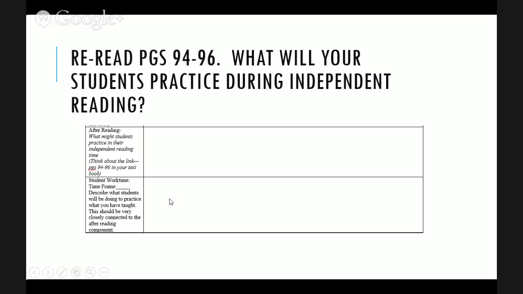Another important and helpful thing to include in this section is what you will be doing as their teacher. Will you be meeting with small groups, or will you be conferring? In this case, probably you'll be conferring with students about their independent reading, and what might be some of your key questions that you're going to ask students while you confer.